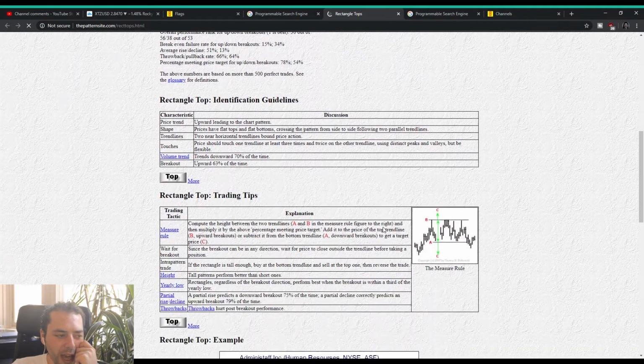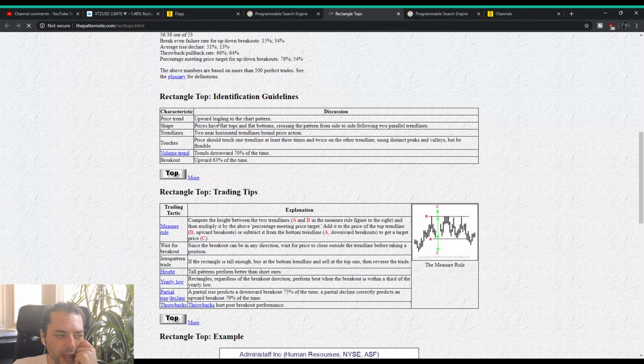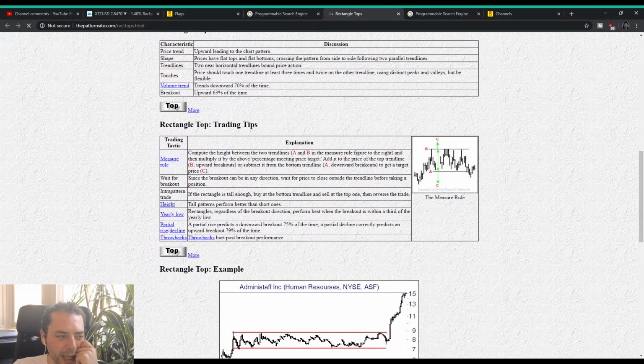So price trends upward leading to the chart pattern, and prices have flat tops and bottoms. We basically know it's a rectangle already, so let's not get on about things. Price should touch one trend line at least three times and the other twice, using distinct peaks and valleys, but be flexible. Volume trends downward 70% of the time, upward 63% of the time. We can look at these nuances in a minute, but I don't want to get too deep into it.